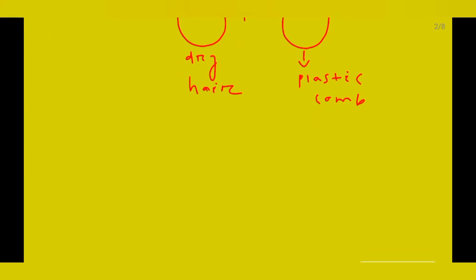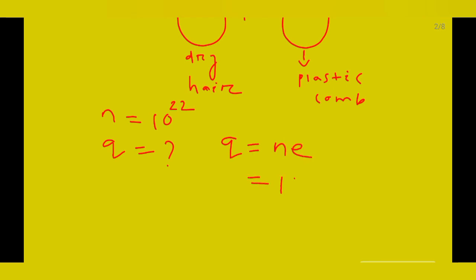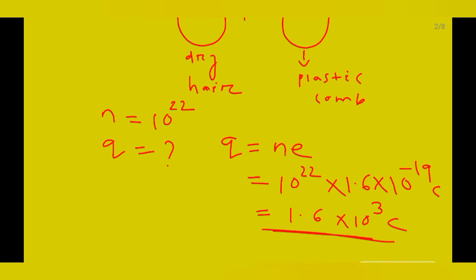That means n is given, 10 to the power 22, and it was asking to find out the charge, and we know the formula Q equal to Ne. Here n is 10 to the power 22, and e we know is the charge of one electron, that is 1.6 into 10 to the power minus 19 coulomb. When we solve this, we will get 1.6 into 10 to the power 3 coulomb. So when there is a transfer of 10 to the power 22 electrons, then the charge transferred is 1.6 into 10 to the power 3 coulomb.